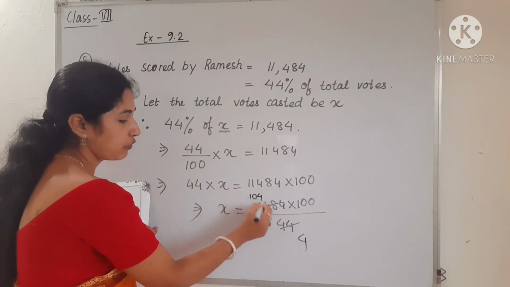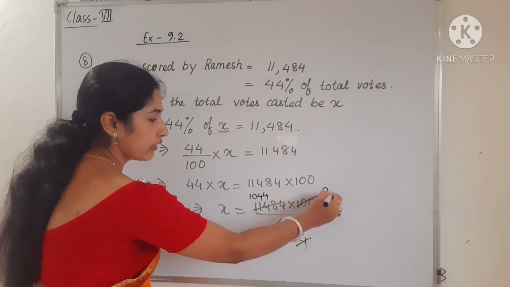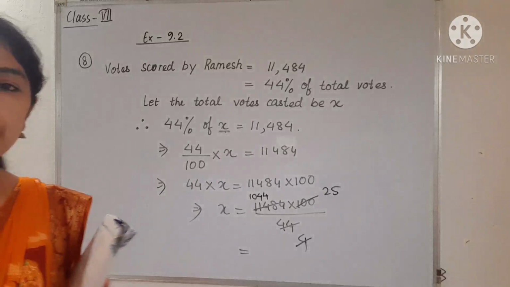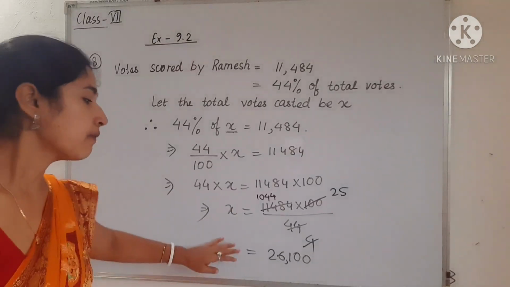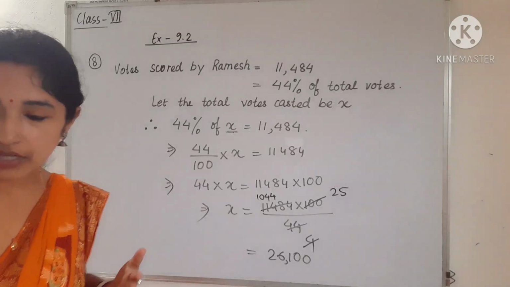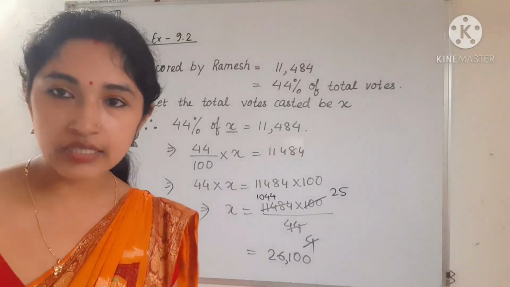11 4s are 44, and again 11 4s are 44, and this will cancel out. 4 25s are 100. So the rest, we have to multiply 1044 into 25. So we got the total number of votes, that is 26,100, after multiplying 25 with 1044. Okay, so now next, given that the percentage of the votes scored by Satish is 26%.